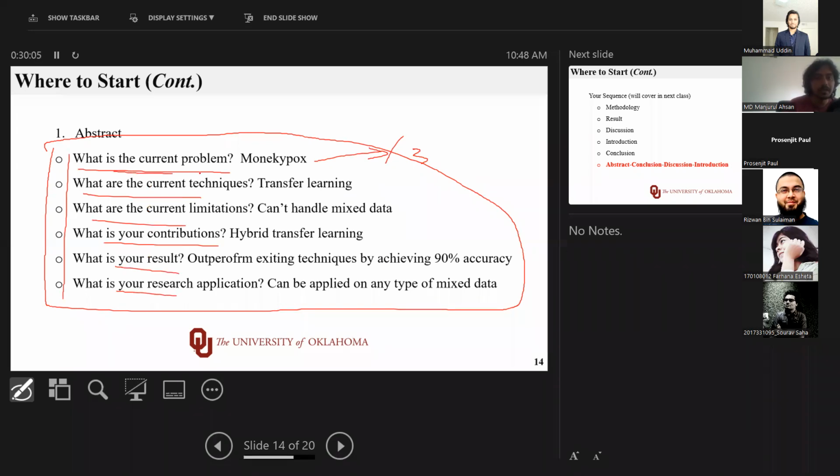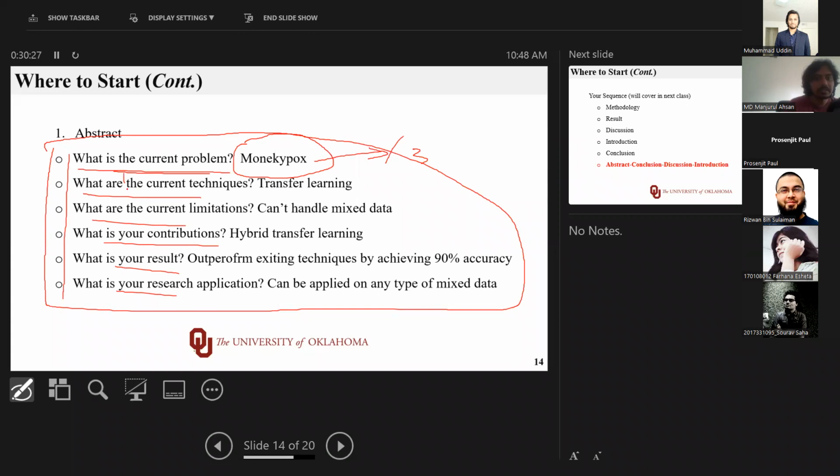It should be: what is the current problem? Suppose I'm talking about monkeypox. My first sentence should be, monkeypox is one of the currently ongoing pandemics, a global problem all over the world. Just one simple sentence.